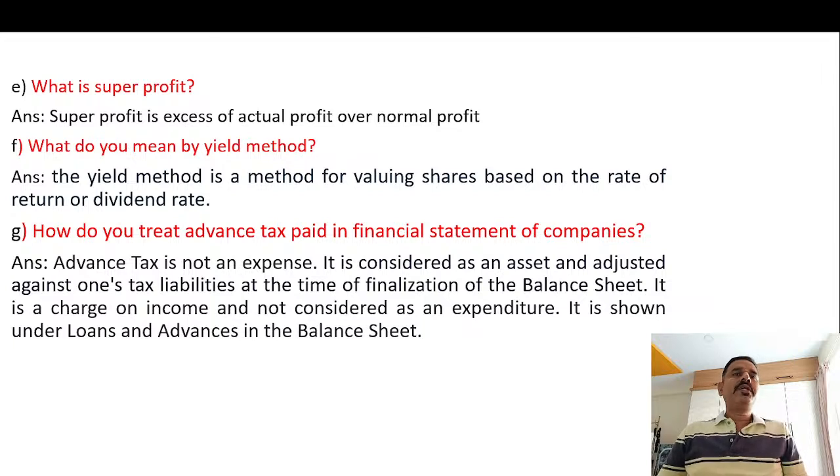Then how do you treat advance tax paid in financial statements of companies? Advance tax is not an expense. It is considered as an asset and adjusted against one's tax liabilities at the time of finalization of the balance sheet. It is a charge on income and not considered as an expenditure. It is shown under loans and advances in the balance sheet. This is a final accounts question, and note you have to mention this. So these are some 2 marks questions.